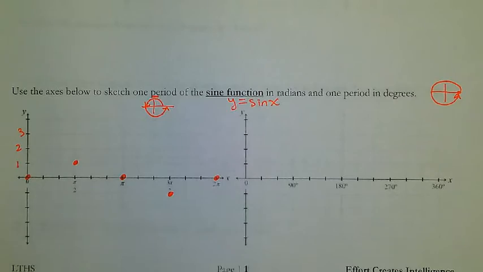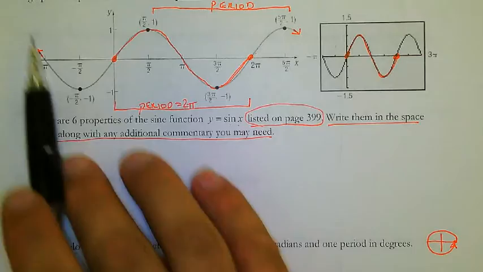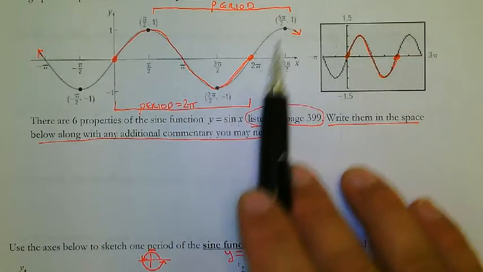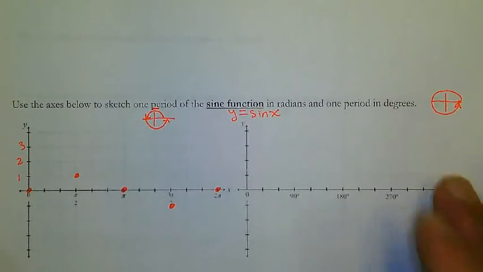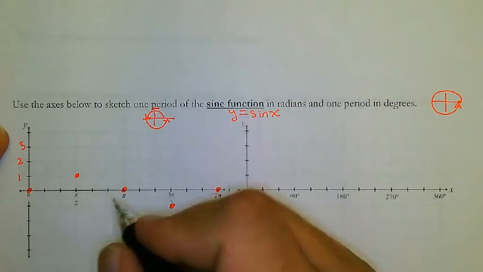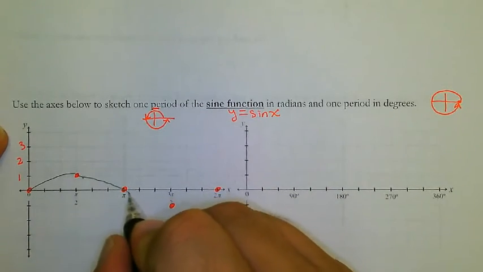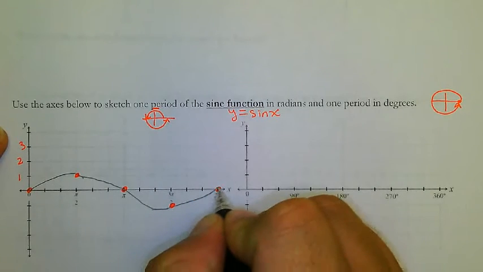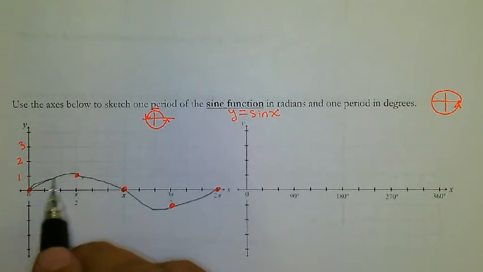Then I can come in here and essentially just connect the dots in what I know the graph generally looks like, this smooth curve, wave-like pattern. So I come over here and I connect the dots with this smooth curve, wave-like pattern. Now, you may not draw it perfectly, but you want to get pretty close.